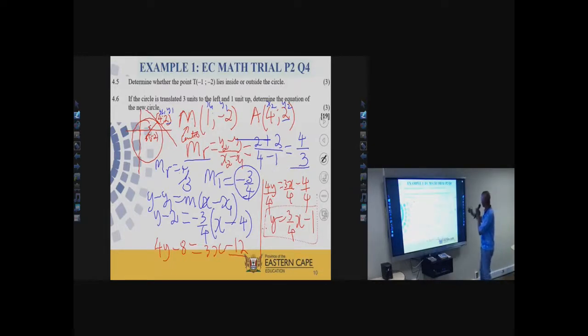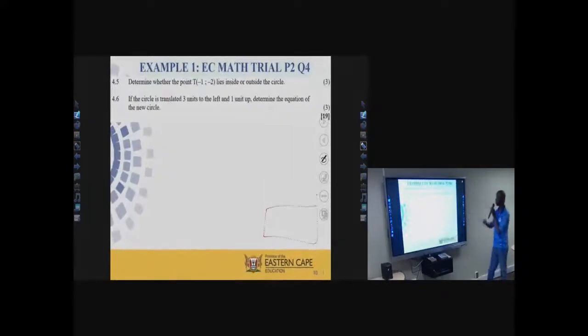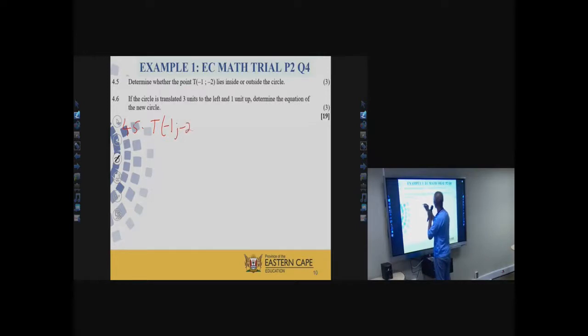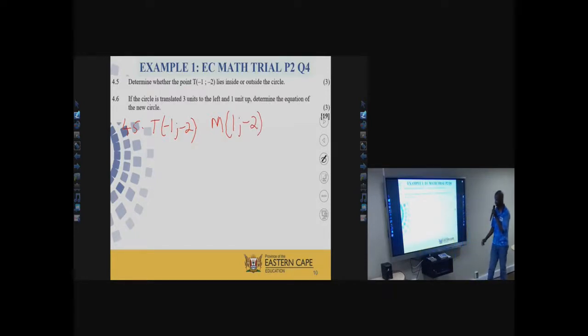Determine whether the point T, minus 1 and minus 2, lies inside or outside the circle. What is it that you will need here? You will need a second point, which is the center. What was your center? Your center was M with coordinates 1 and negative 2. I want to believe so. It was negative 1 and negative 2.